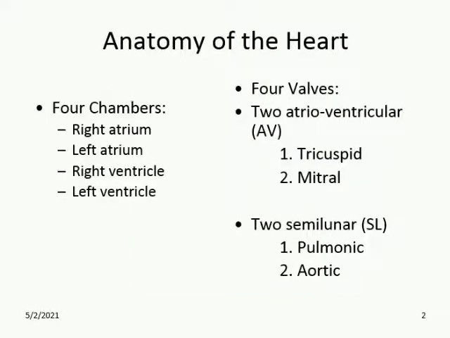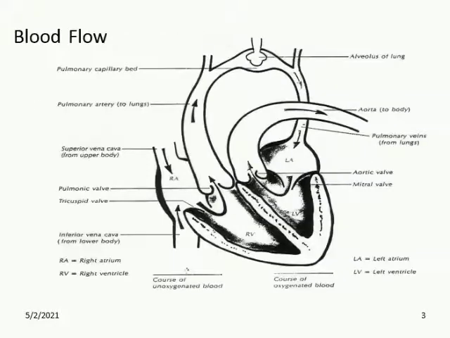The heart has four chambers. These are the right atrium, left atrium, right ventricle, and left ventricle. And four valves. These are two atrioventricular valves, tricuspid and mitral, and two semilunar valves. These are the pulmonic and aortic valves.